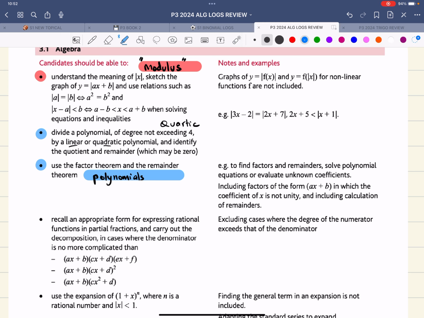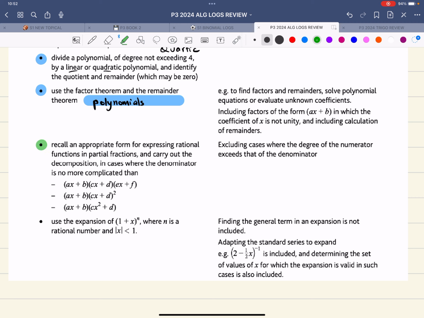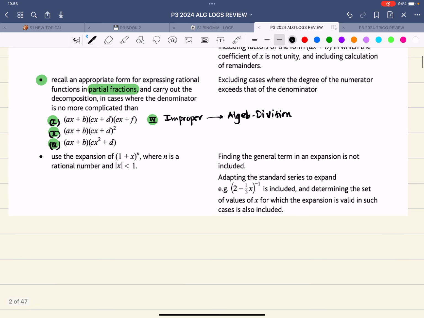Then the third thing, the green one, that is about partial fractions. And these are the 3 different cases of partial fraction plus the 4th case, which is about improper algebraic fractions. So now the first one is basically a linear case. So let me just highlight this. That is the linear case. The second one is a linear repeated. The third one is a quadratic case. And the fourth one is an improper algebraic fraction. And then you apply the process of algebraic division and then you work it out. So I'm just giving you a brief overview.